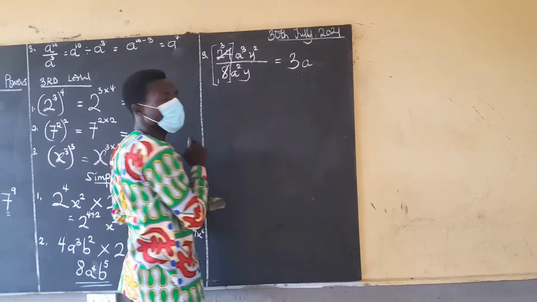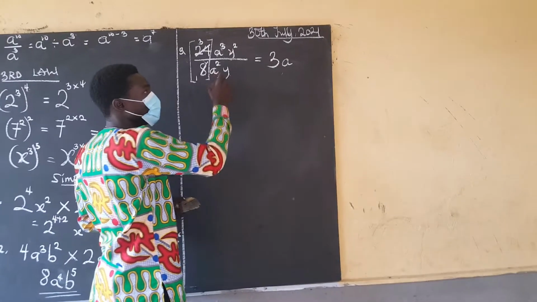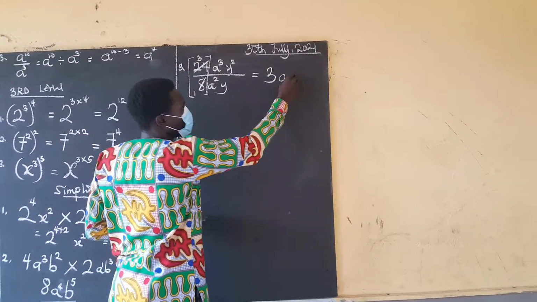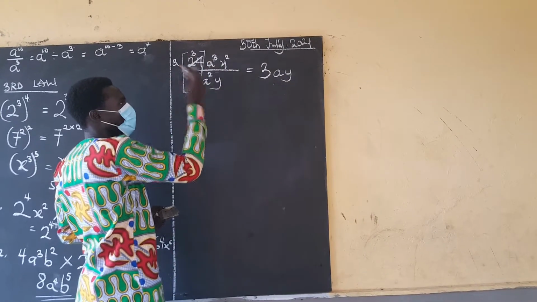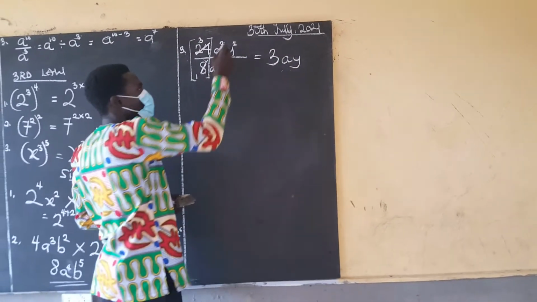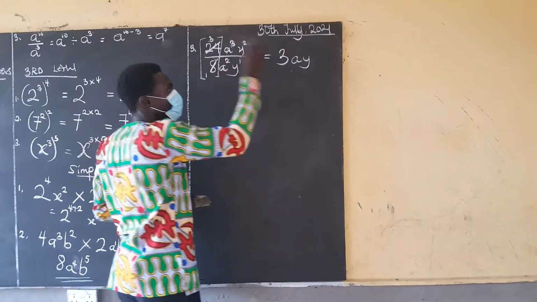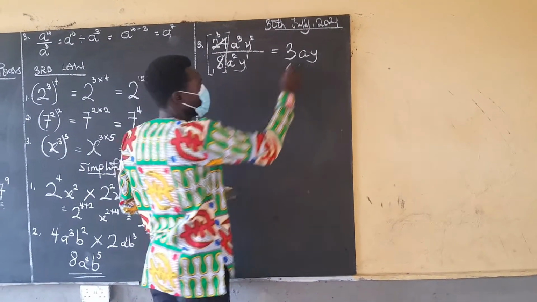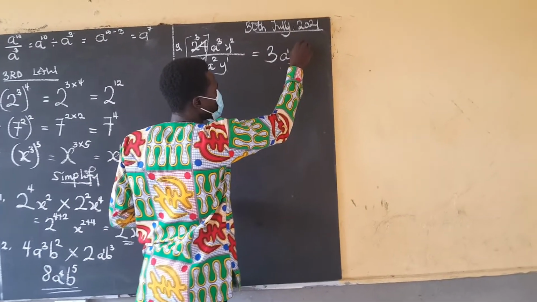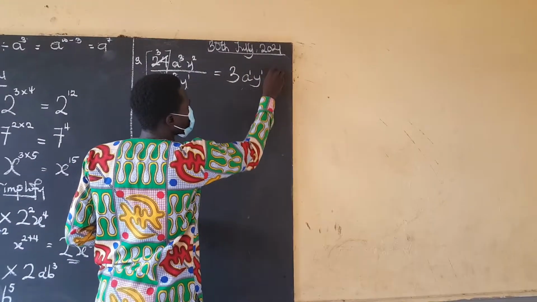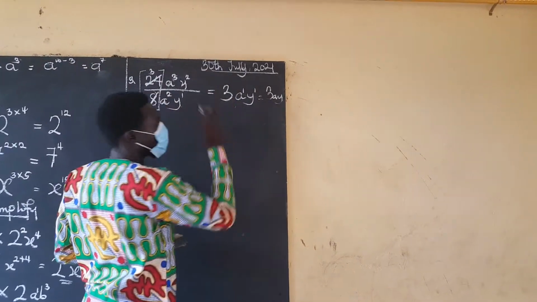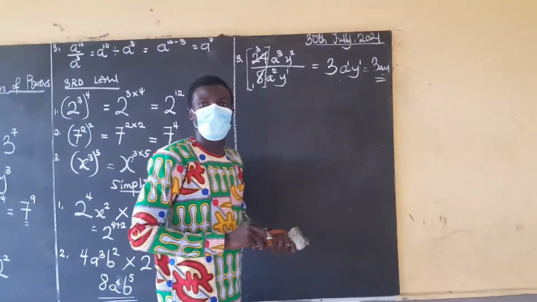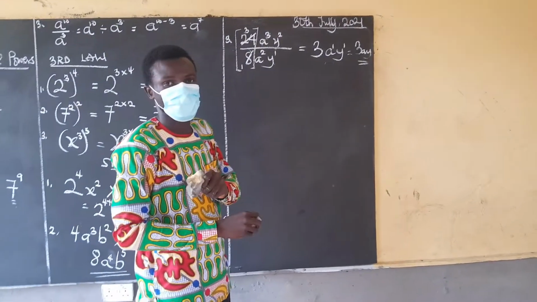Then this one too, the same. The bases are the same. You are dividing. What do you do? Pick one of the y, then you subtract. The power here is 1. So 2 minus 1 will also give me 1. You can choose to write or ignore. So at the end of the day, we are going to get a to the power 1, y to the power 1, which is equal to 3ay. And this becomes our final answer for this.